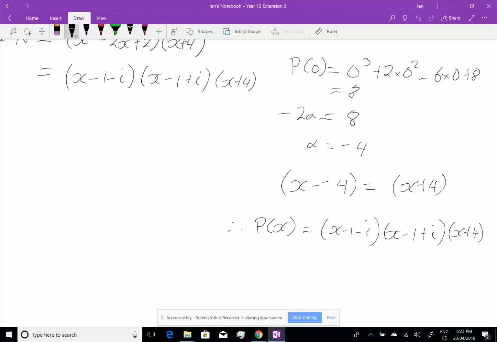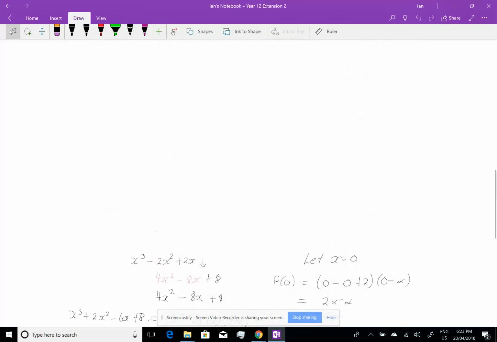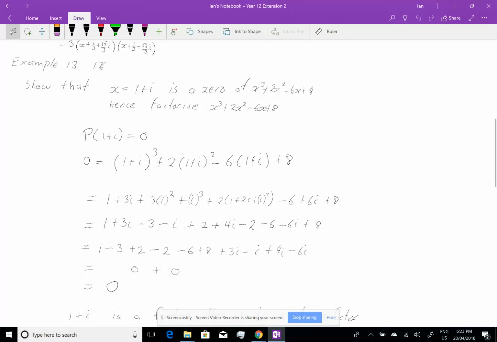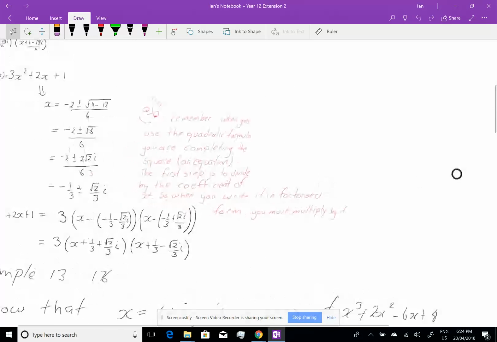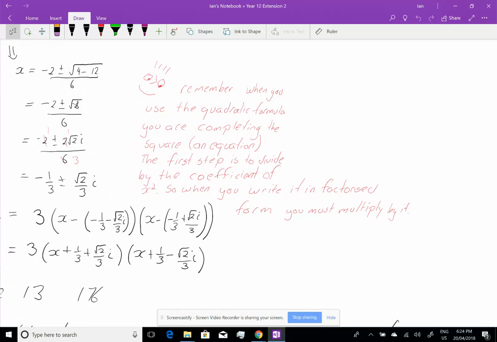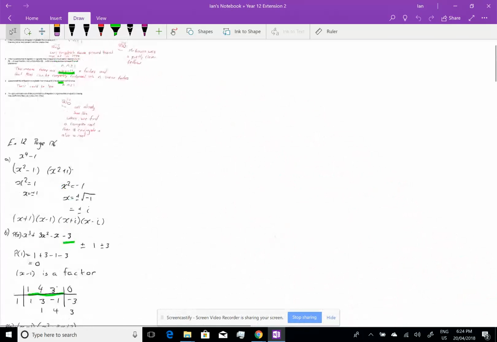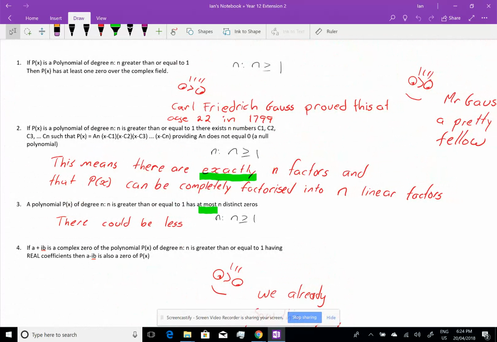So, fundamental theorem of algebra and factorizing polynomials. Remember that little note there if you use completing the square, because when you factorize it, you've got to put the number back in. And make sure you know your fundamental theorems. All right, good luck with that.